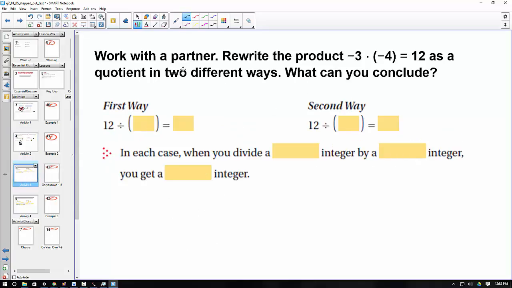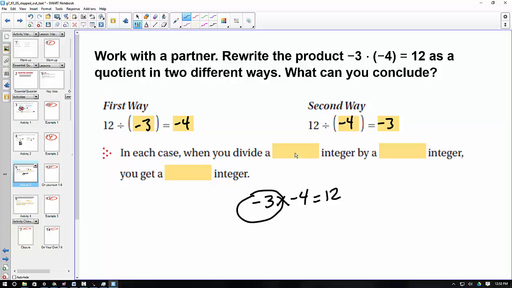So it says here, work with a partner, rewrite the product as -3 times -4 equals 12. So I want to write that down first of all, just so I don't get confused. So I'm going to put down -3 times -4 equals a positive 12, right? And it says 12 divided by, let's take out one of these, let's say -3. So I'll say 12 divided by -3 equals -4. And 12 divided by -4 equals -3.